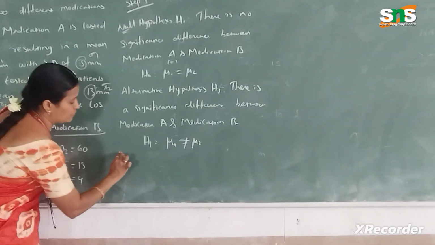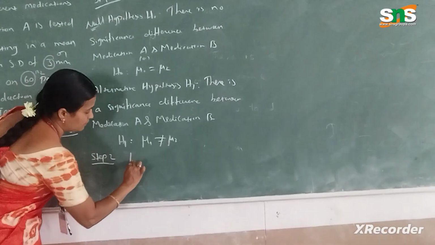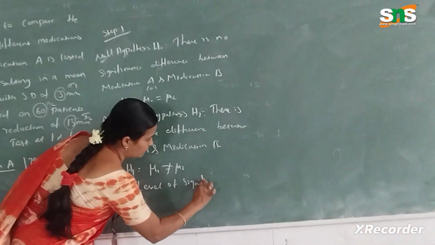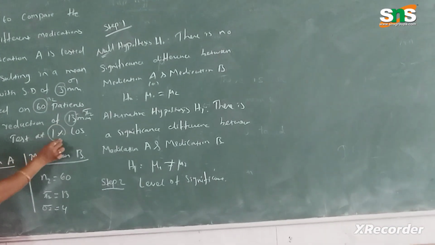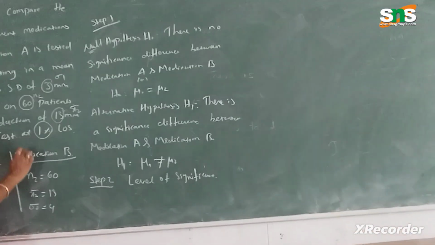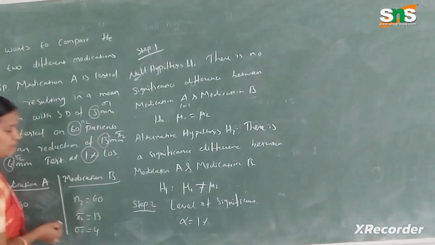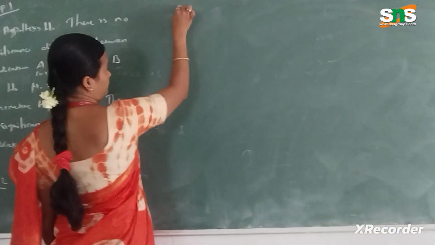Next, step 2. What is the step 2 heading? Step 2 is the level of significance. It is given in the problem. So what is the level of significance? Here we have to test at 1% level of significance. So alpha is equal to 1%.